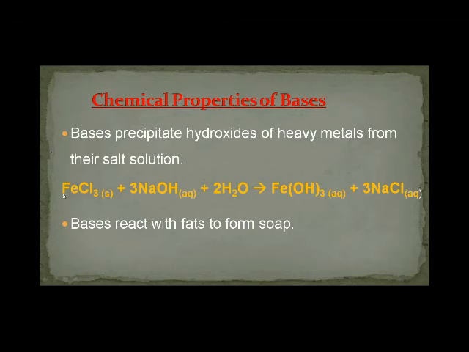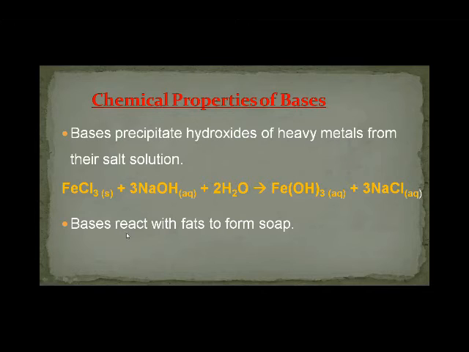So 1 mole of ferric chloride and 3 moles of sodium hydroxide react together to form 1 mole of Fe(OH)3 and 3 moles of NaCl. So this is another chemical property of a base. Next, bases react with fats to form soap. This is another chemical property of bases.